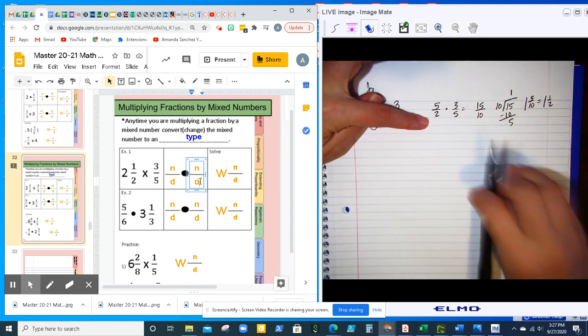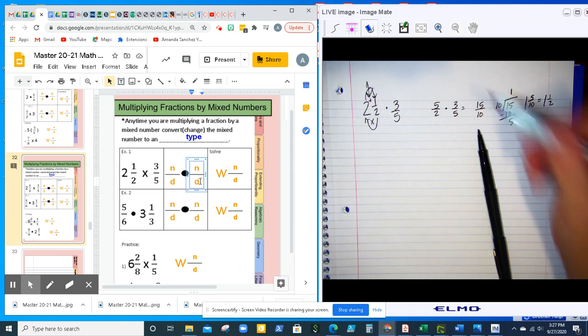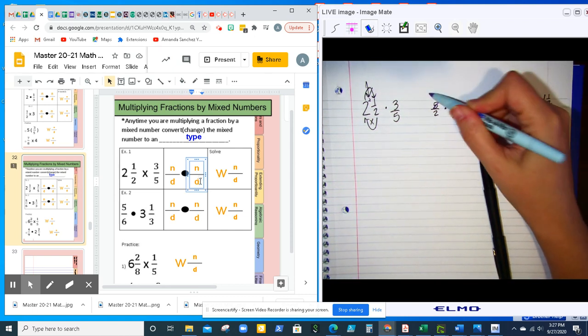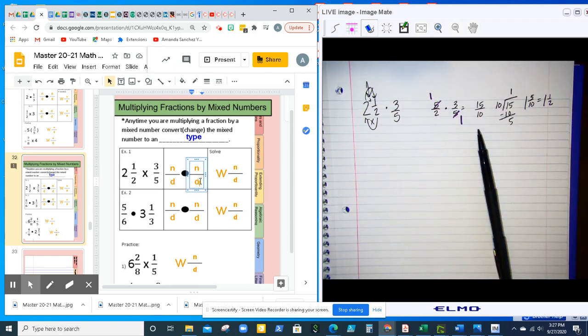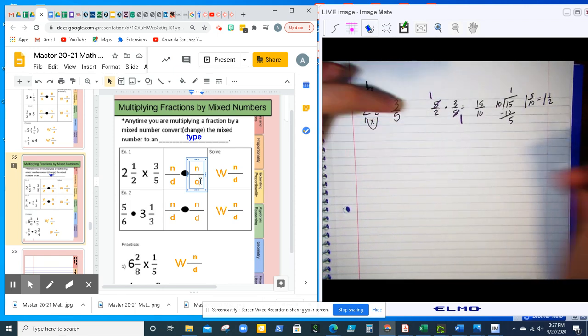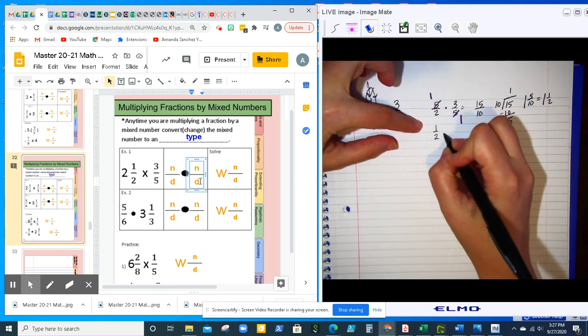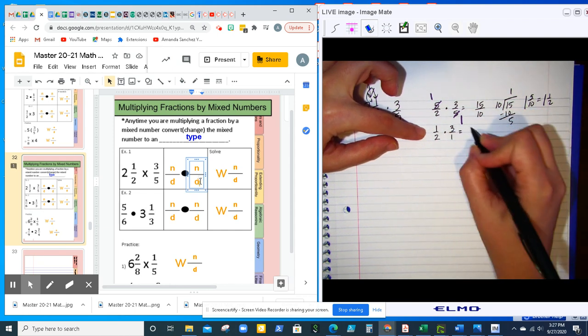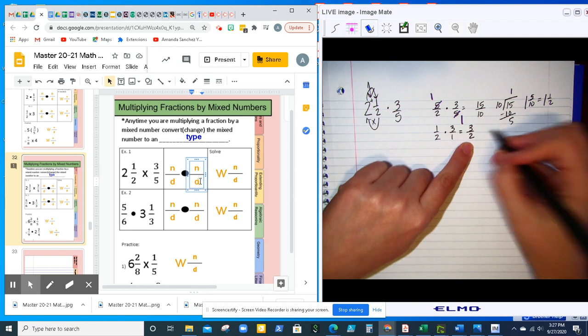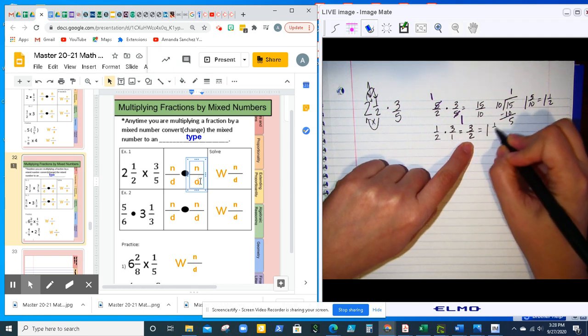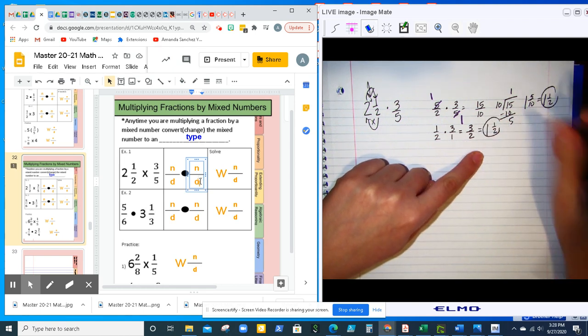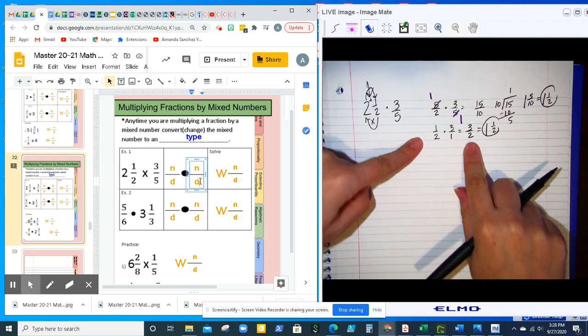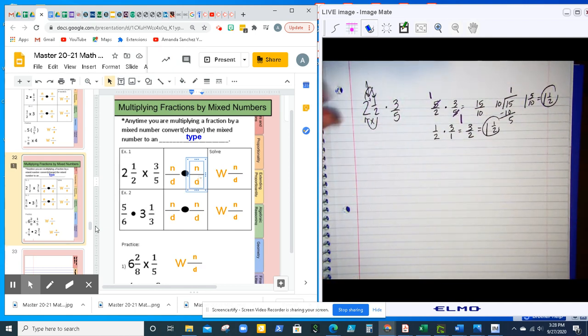Now, if we did the cross canceling, the 5s could cancel out and they would become 1 because 5 could go into itself one time. And now this problem is really 1/2 times 3 over 1. And if you multiply across, this is 3 halves. And if you simplify that, that equals 1 and 1/2, which is what we got here. So I wanted to show you it with cross canceling also. So on your interactive notebook, this would be 1 and 1/2.